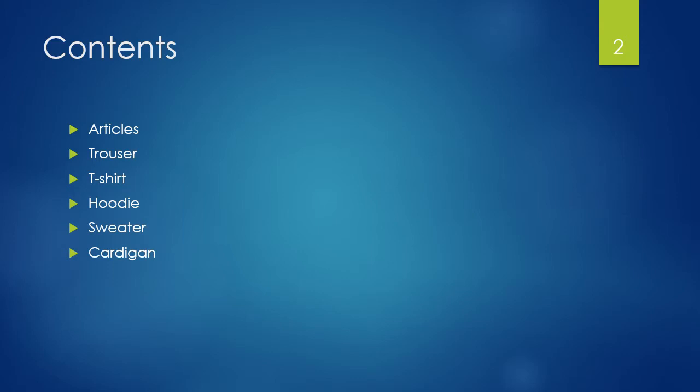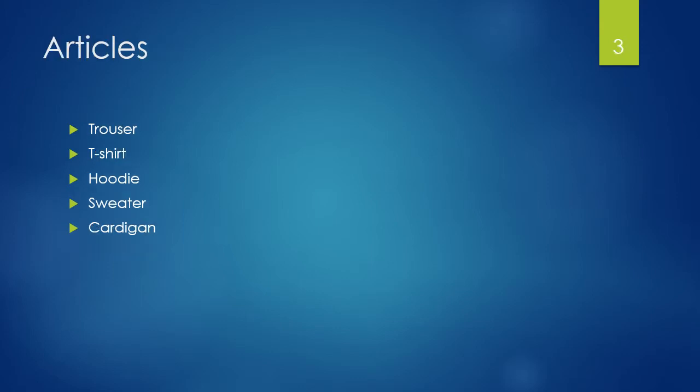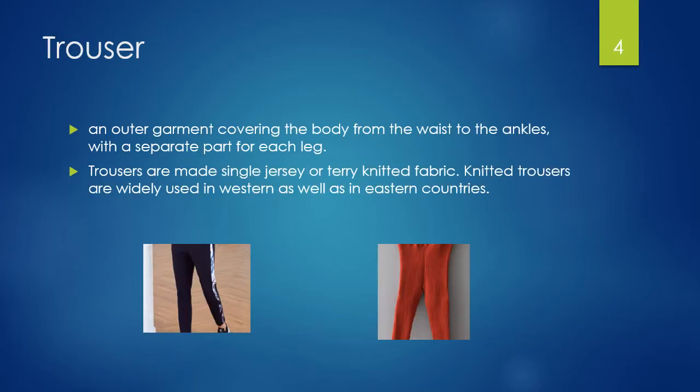Presentation. First of all, the number of articles I selected, and these are the articles: trouser, t-shirt, hoodie, sweater, and cardigan. Basically, these articles I selected for my presentation topic. First of all, we will discuss the trousers, its structure and properties, and the same for t-shirt, hoodie, sweater, and at the end we will discuss cardigan structure and their properties.